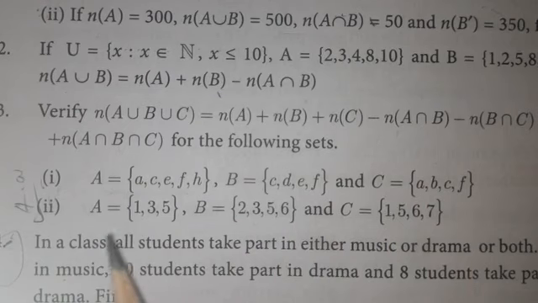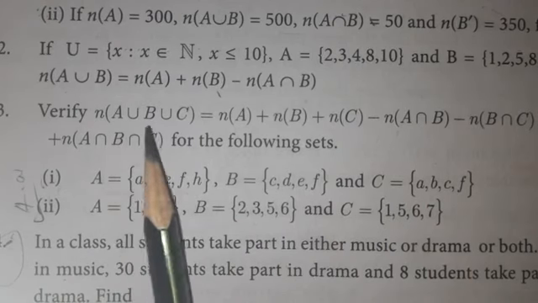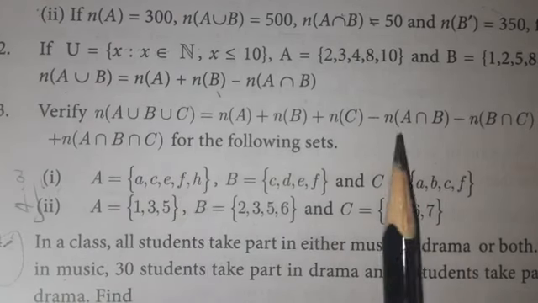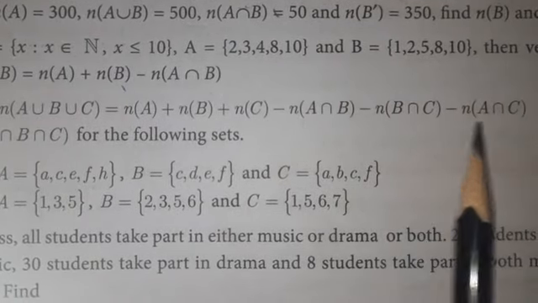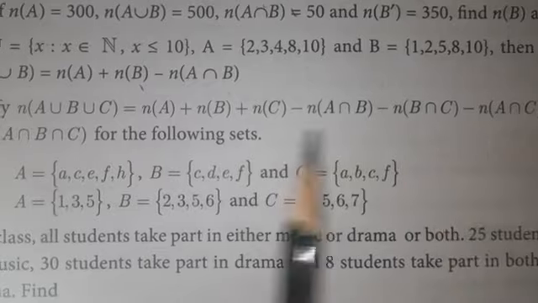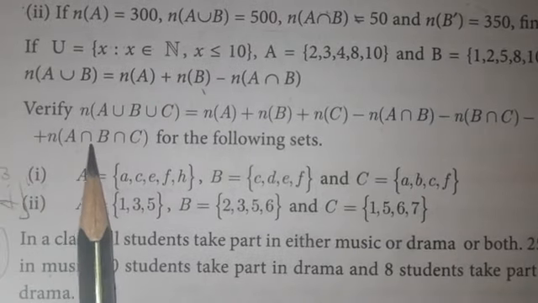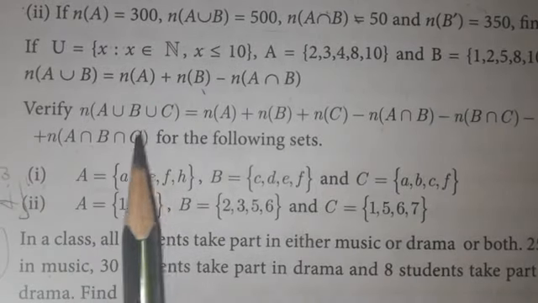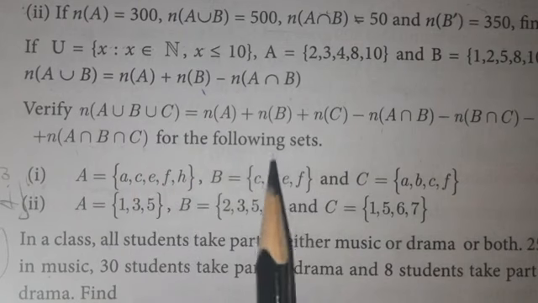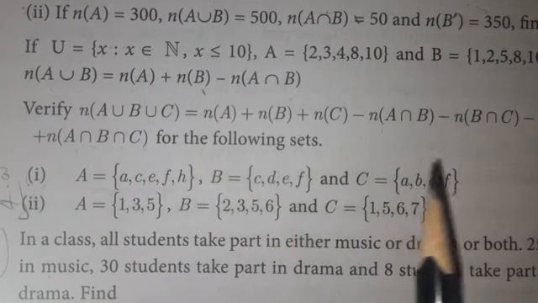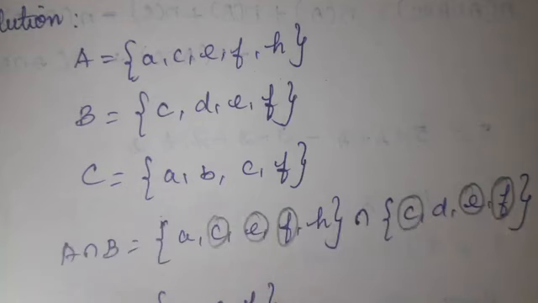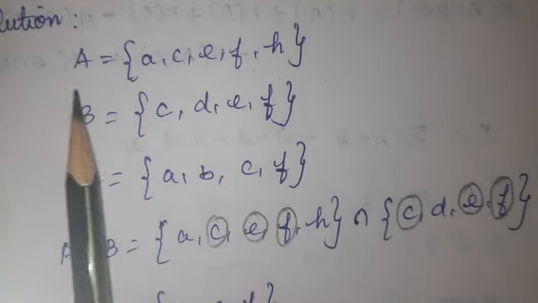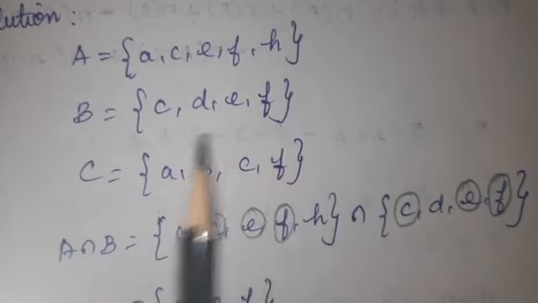In this problem, first we should find A union B union C. Next we should find A intersection B. Next B intersection C. Next find A intersection C. After that A intersection B intersection C. Then you should count the number of elements in each set. After that only we should verify the formula. Solution: A set, B set, C set I have written.